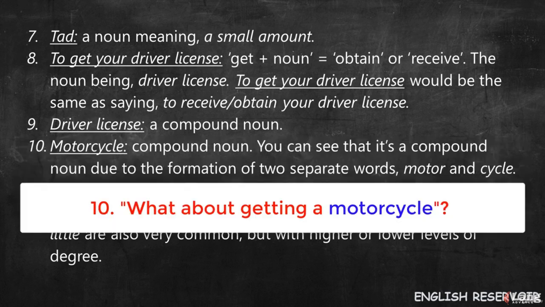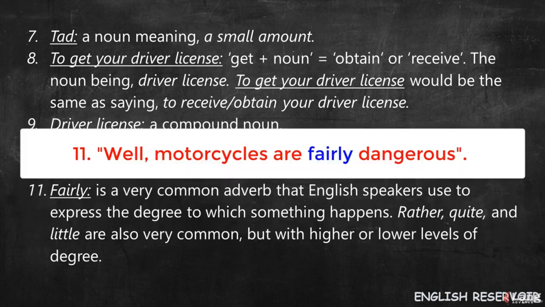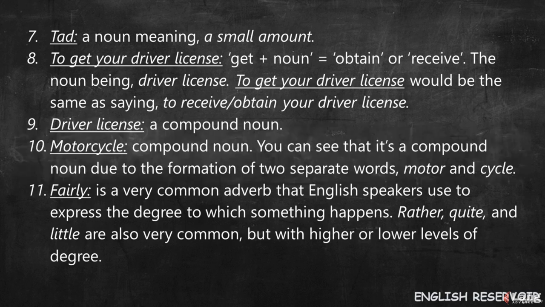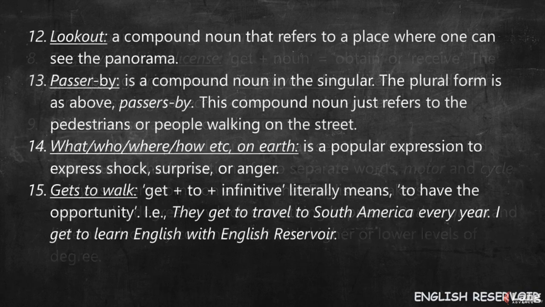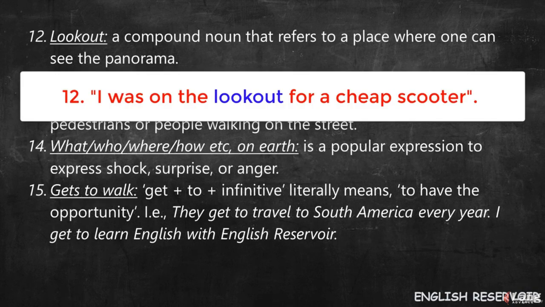10. Motorcycle, compound noun. You can see that it's a compound noun due to the formation of two separate words, motor and cycle. 11. Fairly is a very common adverb that English speakers use to express the degree to which something happens. Rather, quite, and little are also very common, but with higher or lower levels of degree. 12. Lookout. A compound noun that refers to a place where one can see the panorama.